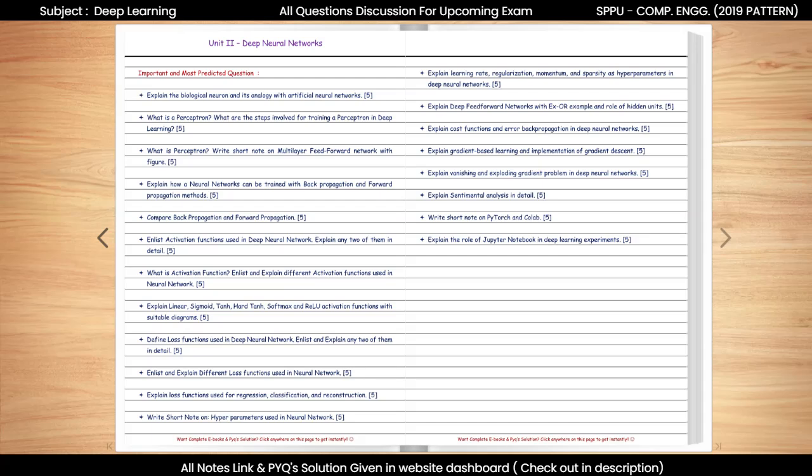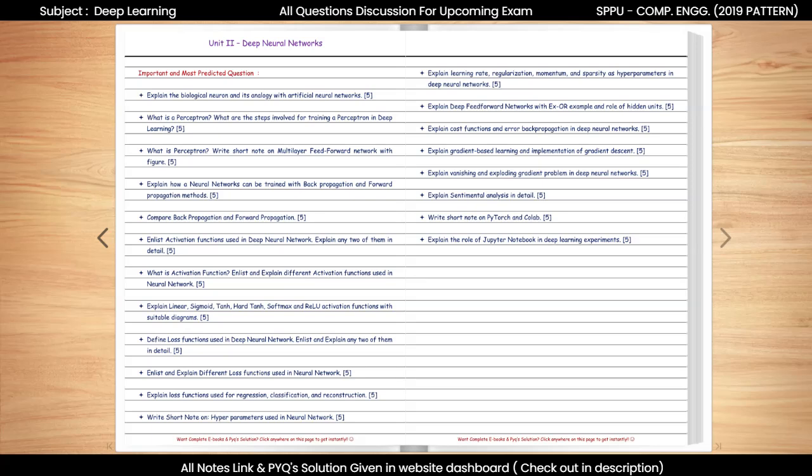Now, let us move on to our next important topic, deep feed-forward network with exclusive OR example. From this topic, we can expect questions such as, explain deep feed-forward networks with exclusive OR example and role of hidden units. Exclusive OR is a problem that cannot be solved by a single perceptron. Deep feed-forward networks solve it using hidden units that learn intermediate patterns. Hidden units transform input space so that output becomes separable and learnable.